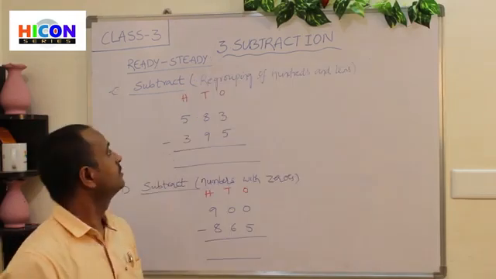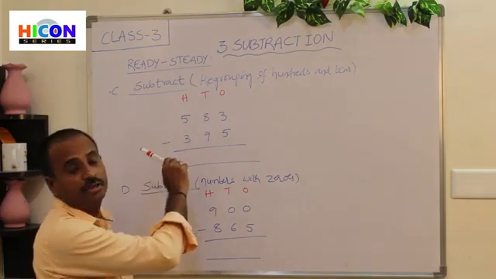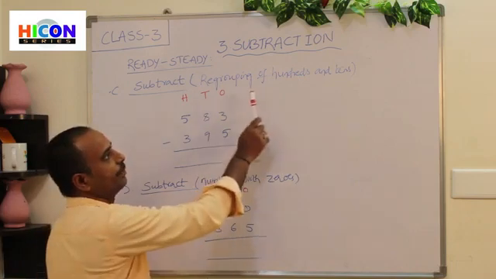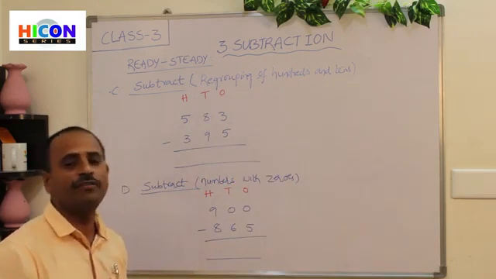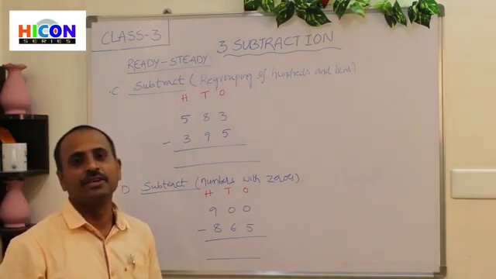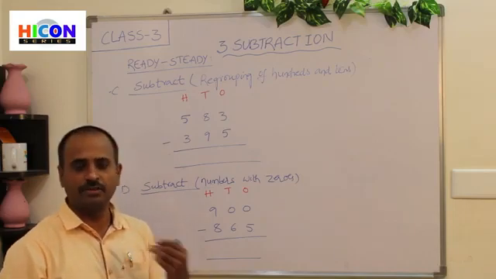Okay, children? See, next third one. So this is the subtraction. That is the third type of subtraction you have learned in the second class. So that is regrouping of hundreds and tens. Subtraction by regrouping of hundreds and tens. So regrouping of hundreds and tens means we can get borrow from hundreds place and also from tens place.